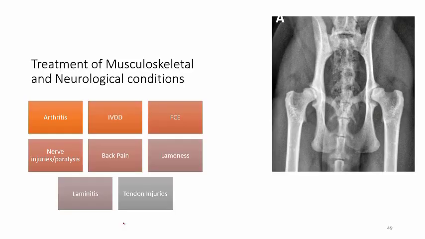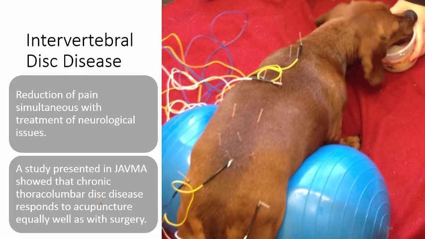So what type of pain conditions are we treating in rehab with acupuncture? Well, musculoskeletal and neurological conditions. I mean, arthritis is not a neurological condition, although we do use gabapentin with it because phenotypically it acts like a neurological problem. And then IVDD, FCE, nerve paralysis, back pain, lameness, tendon injuries. Laminitis we don't see in our small animal patients, but it is certainly something that is treated with acupuncture.